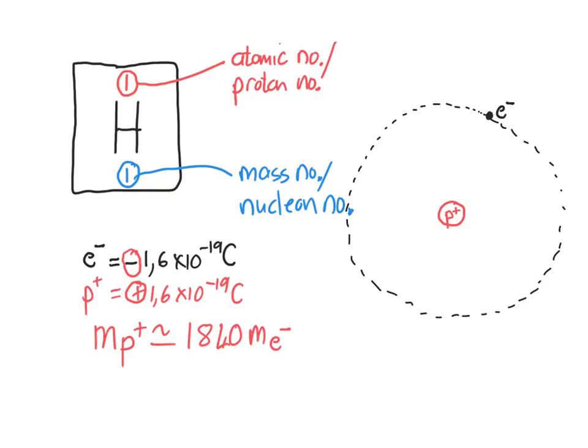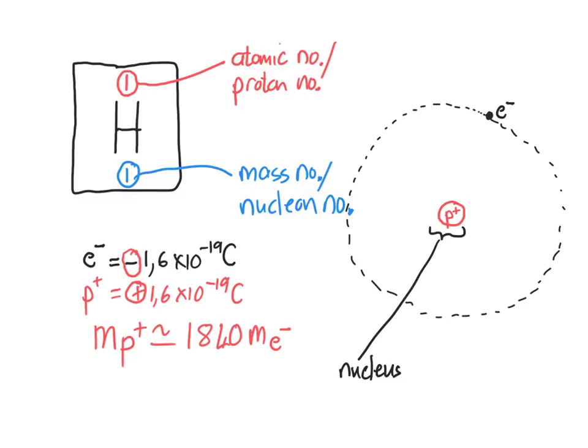Now, scientific discovery and research has shown that the protons form part of what we call the nucleus. And the nucleus is extremely small. It occupies much less than 1% of the volume of the atom. So atoms are actually mostly empty space. But yet 99.999% and more of the mass of the atom sits in the nucleus.